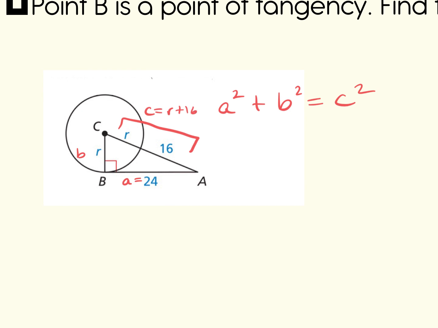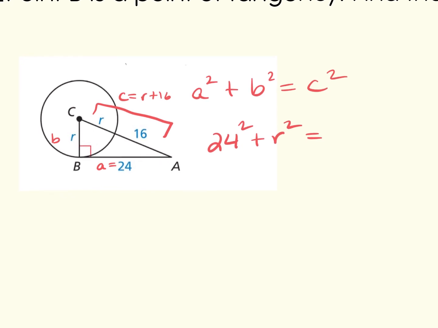So this is where we're going to bring in our foiling skills because we're going to have to square that binomial. So what we're going to do is my A is 24. My B I could say is the R. This is the radius that I'm solving for. And then the C squared is going to be the R plus 16 squared. So the first thing I need to do is square the 24 and square the R plus 16. The square of 24 is 576. Now it wouldn't have mattered if you put the R squared first and then the 24 second.